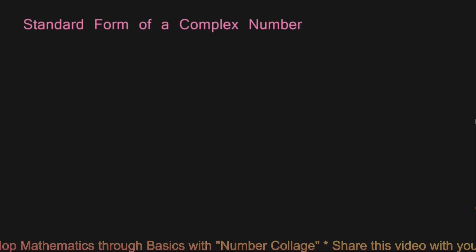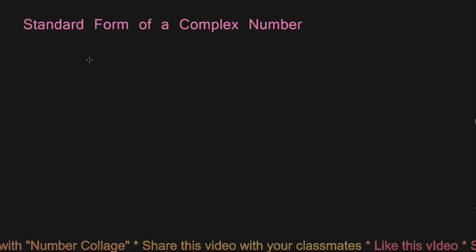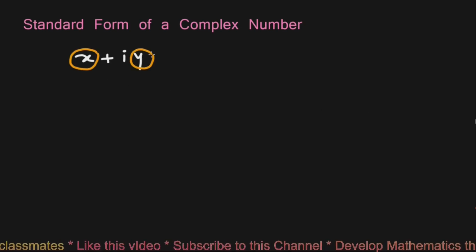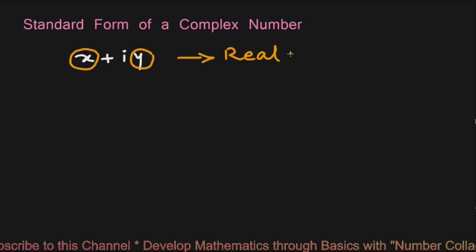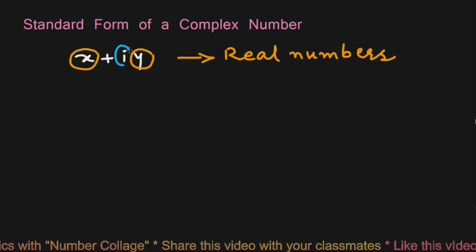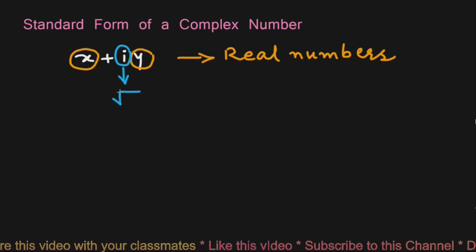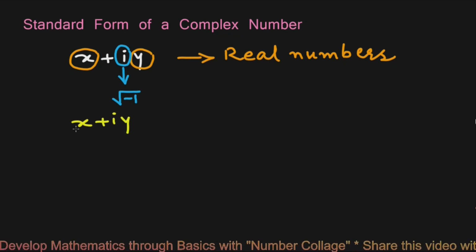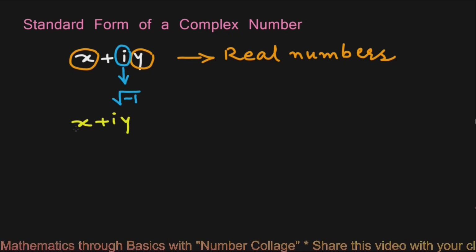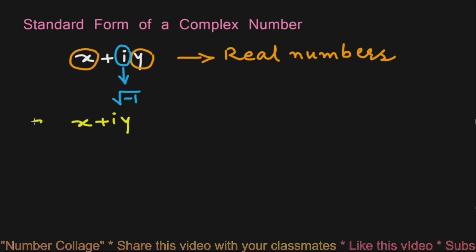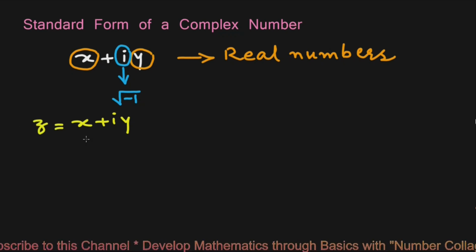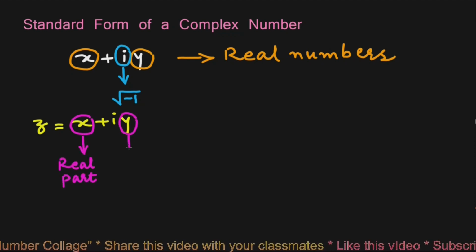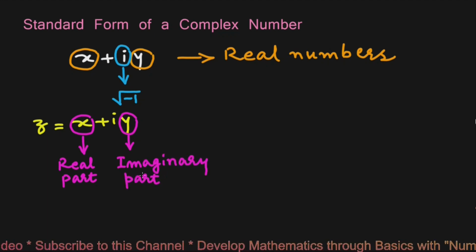What is the standard form of a complex number? A number in the form x plus iy, where this x and this y are real numbers and this i is iota, which is square root of minus 1. In this x is called the real part and this y is called imaginary part of the complex number.